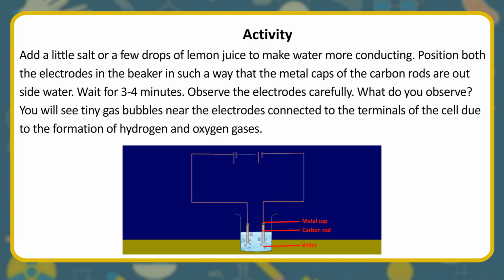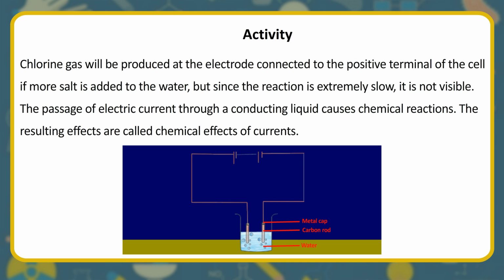You will see tiny gas bubbles near the electrodes connected to the terminals of the cell due to the formation of hydrogen and oxygen gases. Chlorine gas will be produced at the electrode connected to the positive terminal of the cell if more salt is added to the water, but since the reaction is extremely slow, it is not visible.